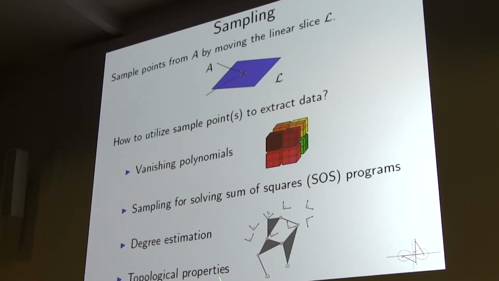Degree estimation, so David talked about a 4-bar problem. I'll mention the 6-bar problem. And then if there's time at the end, I'll tell you how you can recover topological properties from sampling.